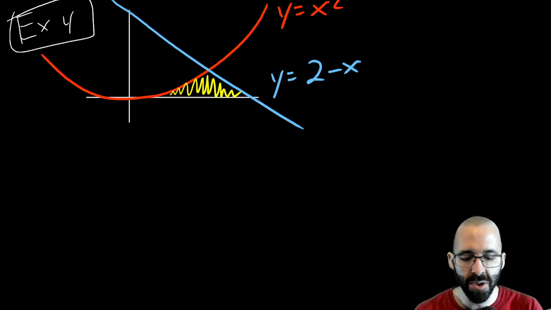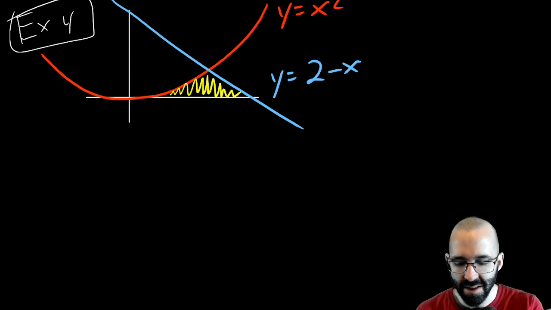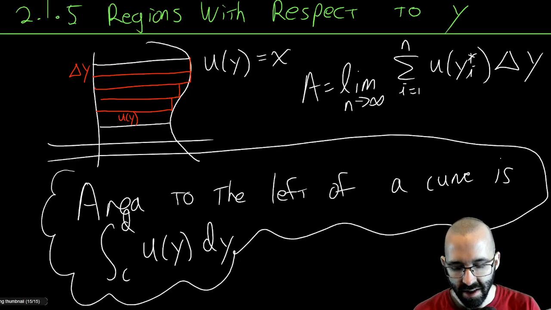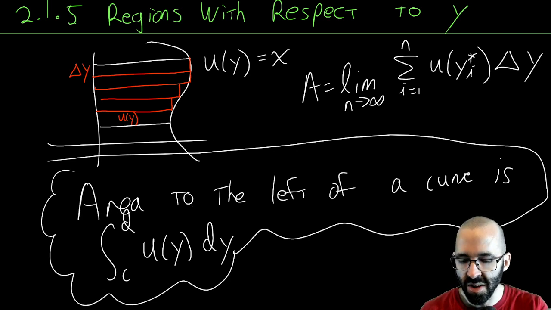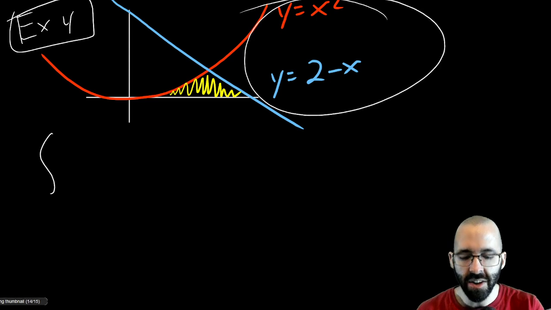Area to the left of blue minus the area to the left of red is how we're going to compute this. So the integral, oh, hold on. If we're doing area to the left of a curve, we need a function in terms of y. But these are functions in terms of x.